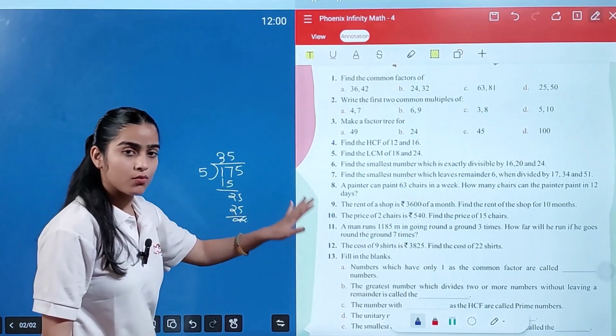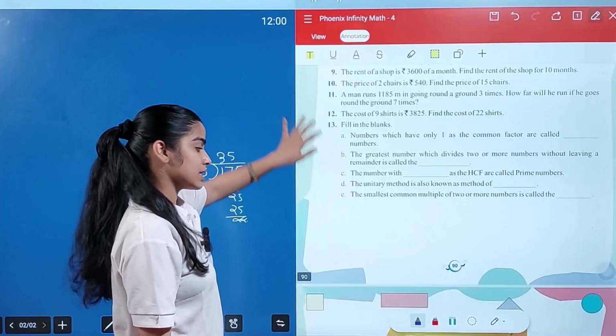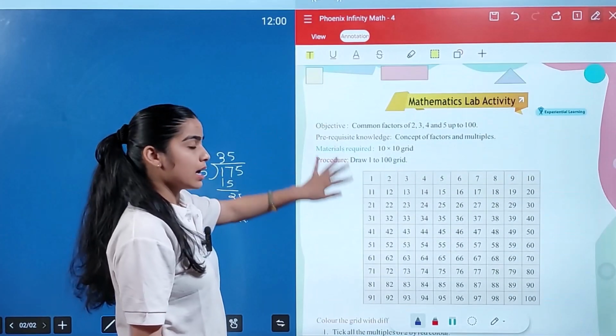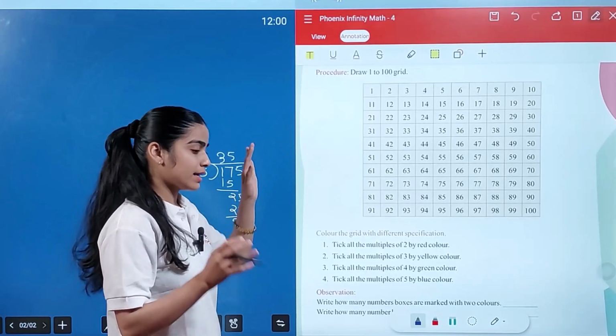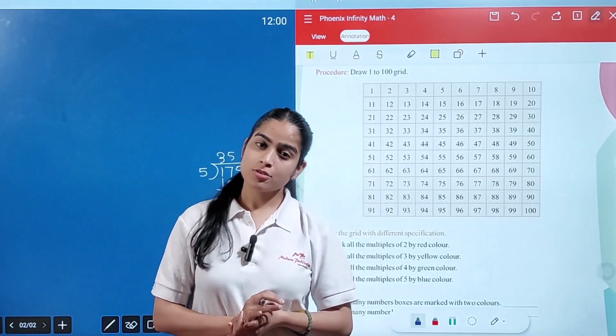After this, you have your worksheet where you have a combination of questions which you do in your exercises. After this, you have to perform an activity in your maths lab, and this chapter ends here, and we end our class here.